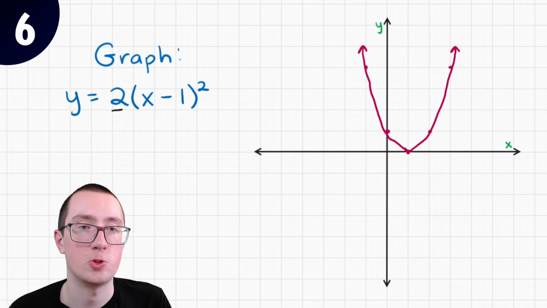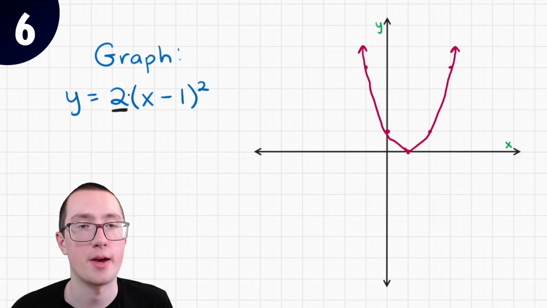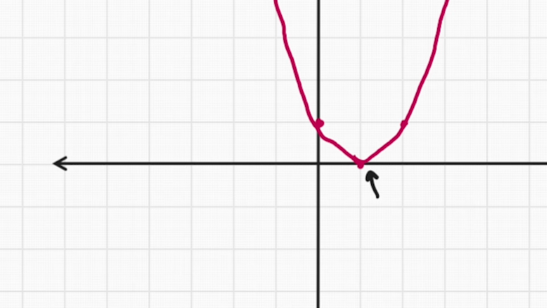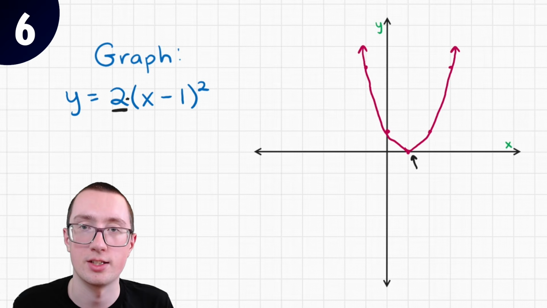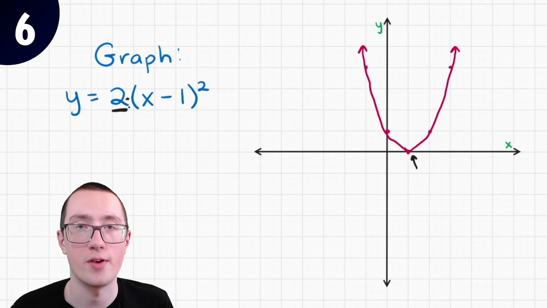But now what is this 2 doing? Remember that the 2 is next to the parentheses and there's no sign in between. In algebra, that means multiplication. So we are multiplying the entire graph by 2. Now this right here, the bottom of our graph, this is called the vertex. And basically that is always just going to stay in the same spot. All of our other points, we need to multiply their y values by 2.